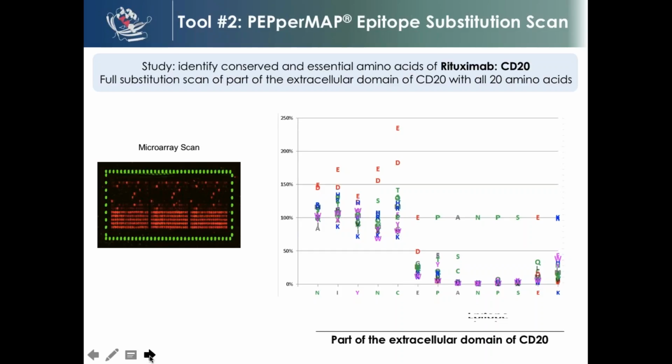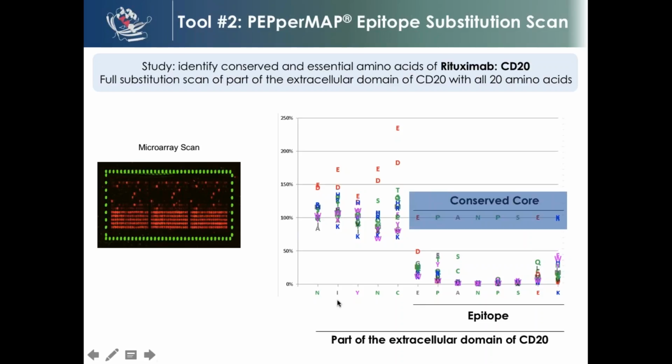So here, as part of the extracellular domain, here is what we identified as the epitope. As you can see, the epitope does not tolerate a lot of amino acid exchanges, and in particular, the MPS is absolutely essential, in which there is no toleration of any of the amino acid exchanges. So here you have one chip, one assay, very simple, and you clearly get a lot of information about the epitope and conserved and essential amino acids.